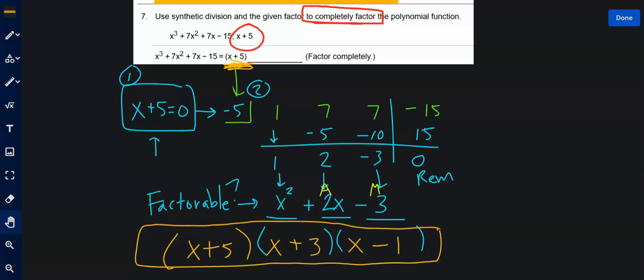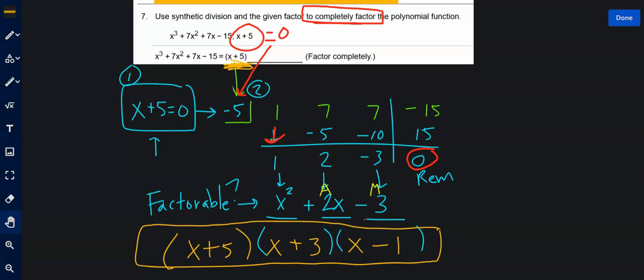So I'm dividing by x plus 5. We know that when we set that equal to 0, that ends up giving me negative 5. So we put that in the little box. And then you've got your 1, your 7, and your negative 15, and you go through your synthetic division. Multiply, add, multiply, add, multiply, add, after you carry down the 1. And we do. We end up with a 0. So, definitely means what I'm going to have left is factorable.